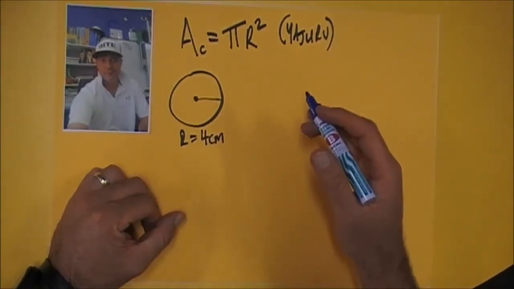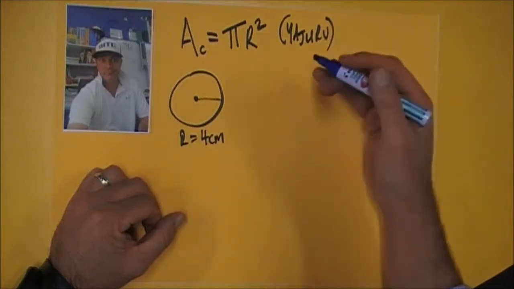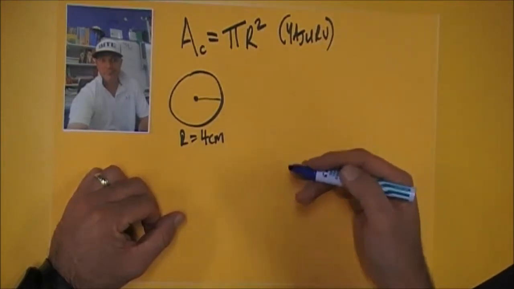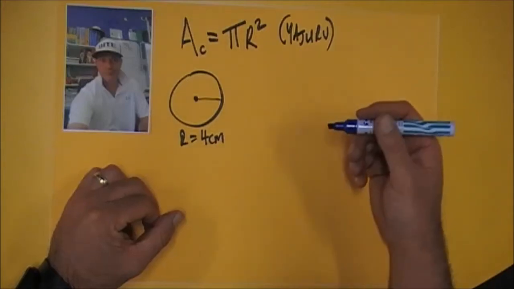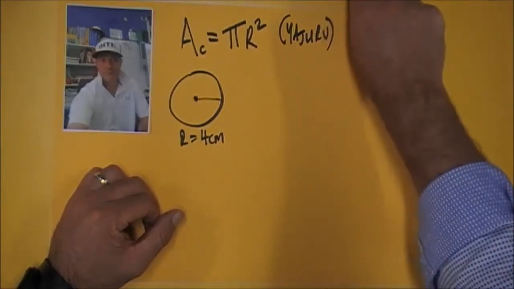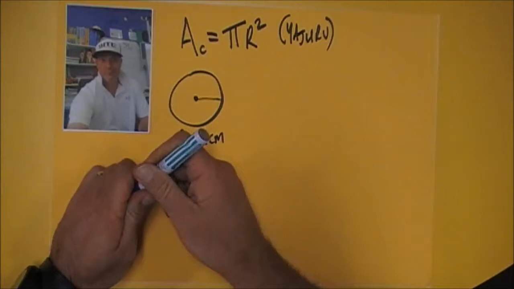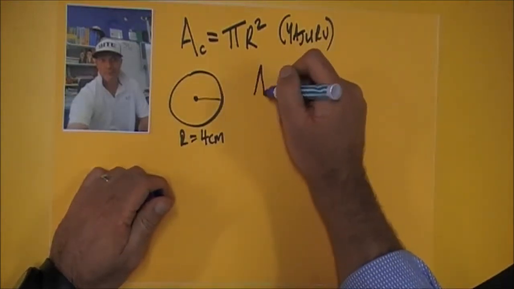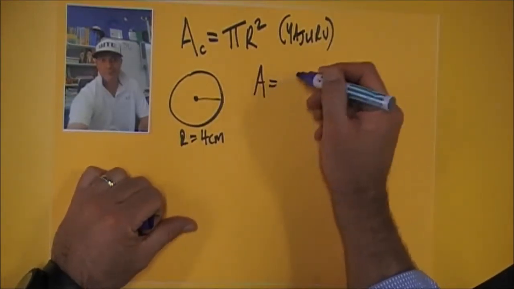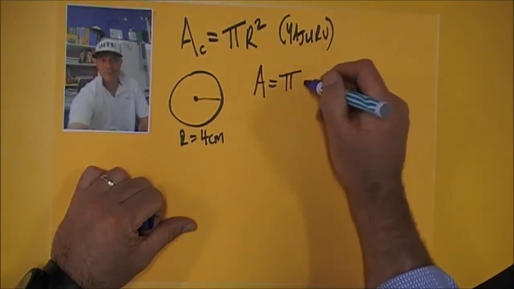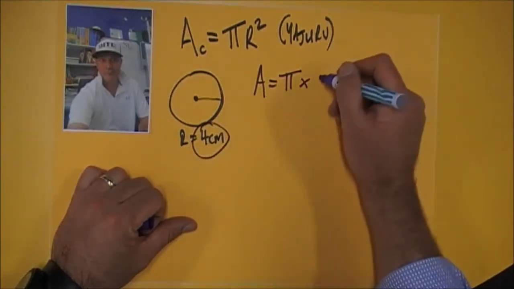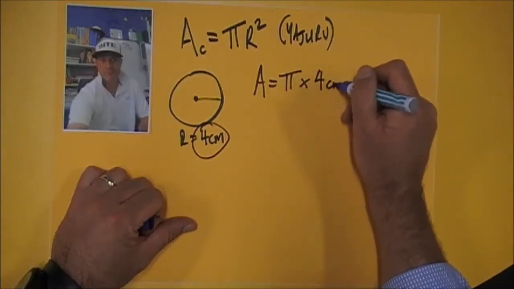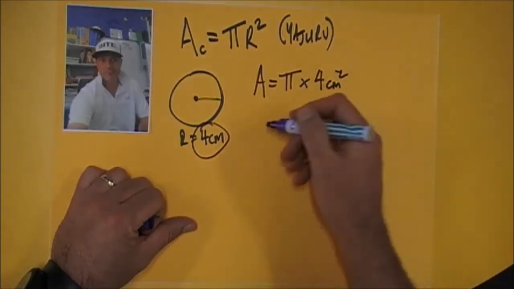What I really like to do here is replace the values as they become known to me. I think when you get to algebra in high school, that could probably help you a little bit. So let's replace them as we know them. The area is equal to pi times the radius squared. We know the radius is 4 centimeters, so let's substitute that now: 4 centimeters squared. All right, we can go down a step from that.